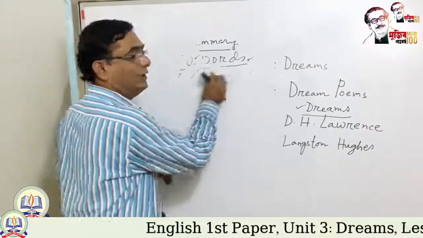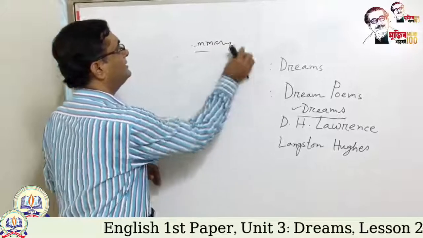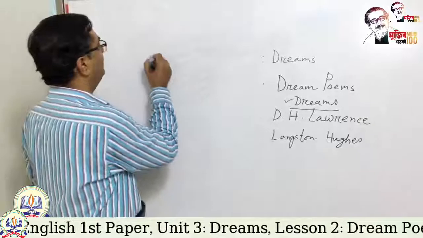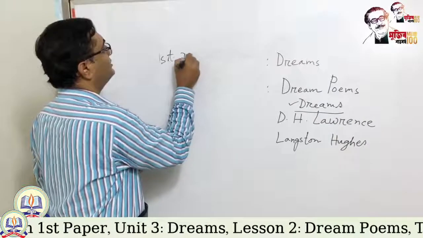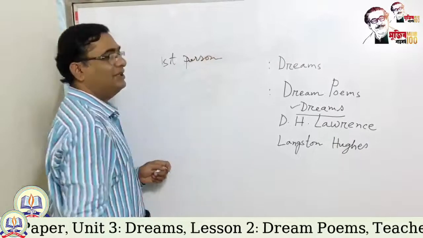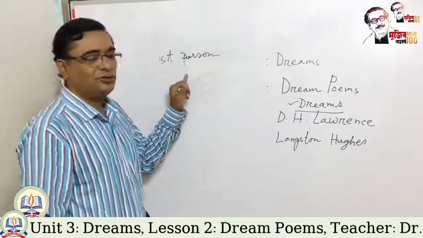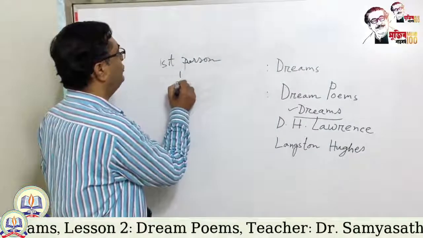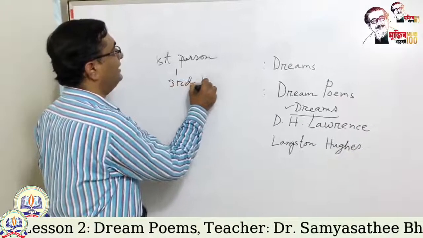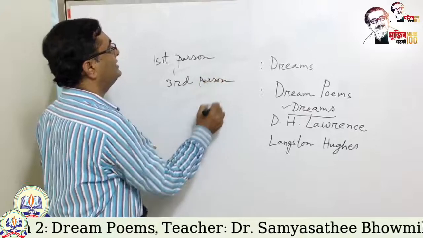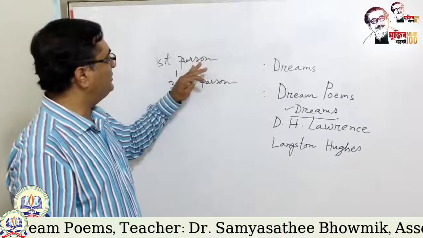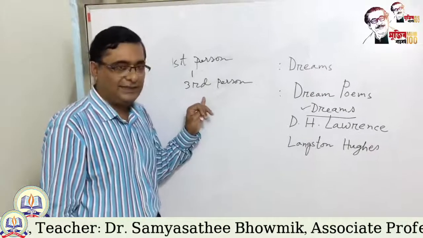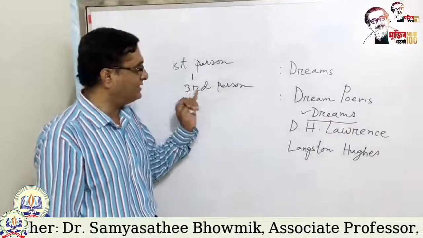When you write a summary, the passage can be written in first person. If the passage is in first person, you are not supposed to keep it in first person when you are writing the summary. You have to write the summary in third person. So this is very important. Even if the passage is in first person, when you write the summary, you have to write it in third person. This is very important for summary writing.